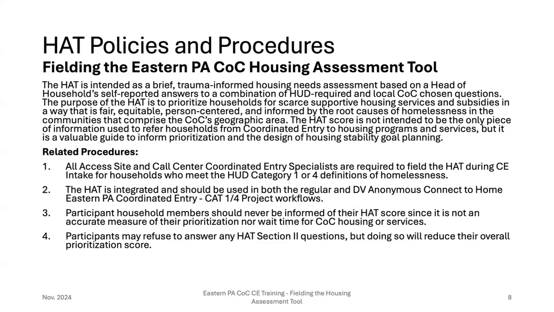Third, as has always been the case, participant households should never be told their HAT score. The HAT score, as I've just said, is not an accurate measure of their prioritization status. And because of the limited resources we have, it also is not a good way of explaining to people how long they might be waiting for housing services. So there's really no value in providing the score, other than potentially making people feel like maybe they need to say yes to more questions to increase their score.